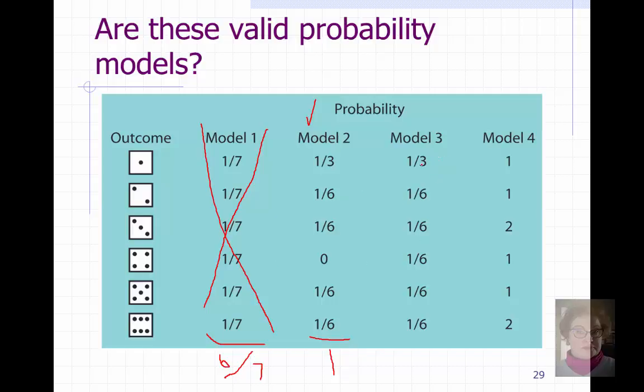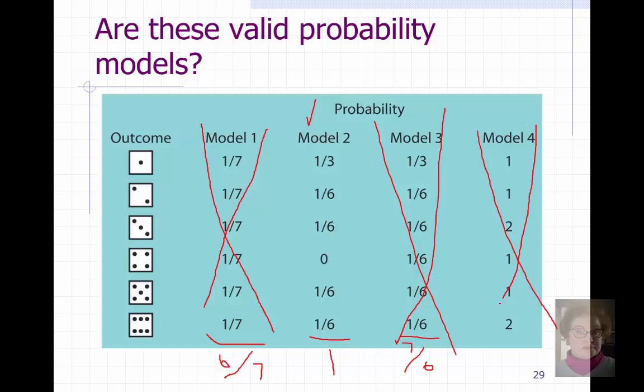Let's look at model number 3. And again, 1/3 is 2/6, 3/6, 4/6, 5/6, 6/6, 7/6. Oh my gosh, this is more than 1. So again, this is an incoherent model. And model number 4, we don't even have to add it up because our probabilities are not between 0 and 1, and they will not add up to 1. So we know that's incoherent. Model 2 was the only coherent or valid probability model on this page.